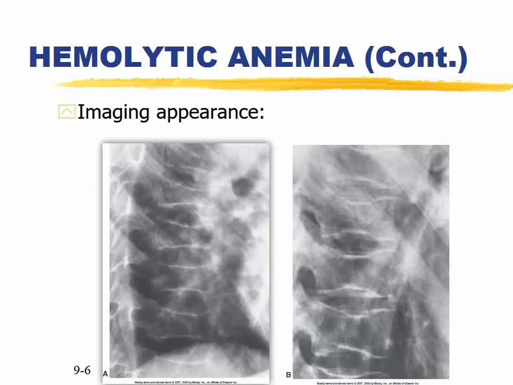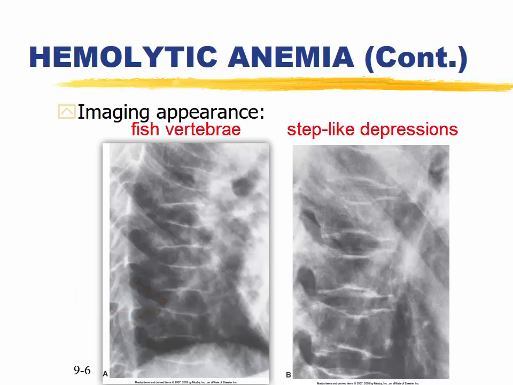In sickle cell anemia, there's expansile pressure at the adjacent intervertebral disc that produces characteristic biconcave indentions on both the superior and inferior margin of the softened vertebral bodies, giving the appearance of fish vertebrae. Another typical appearance is the development of localized step-like central depressions of multiple vertebral end plates.